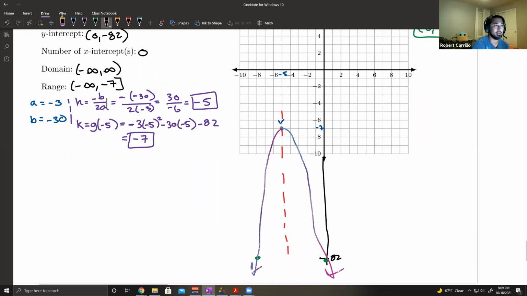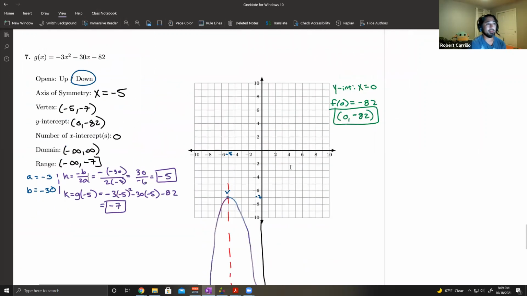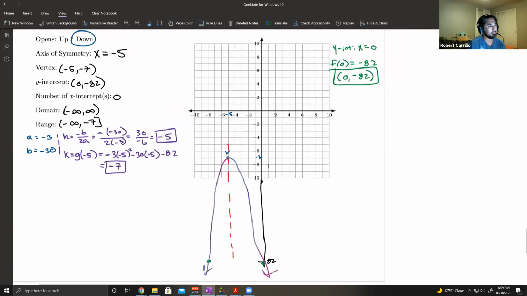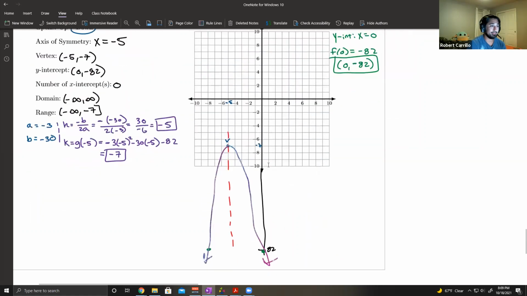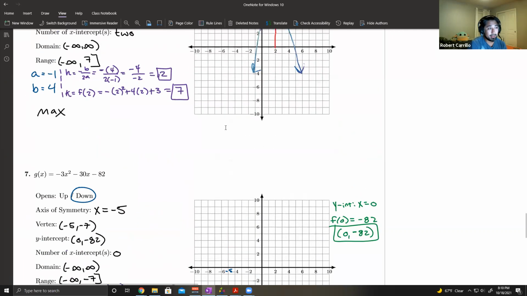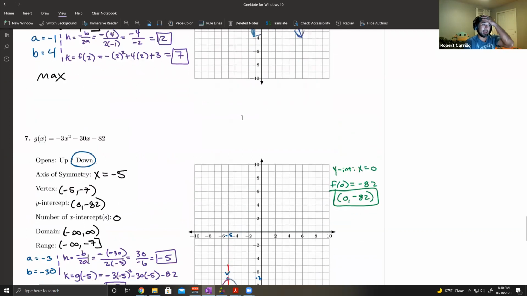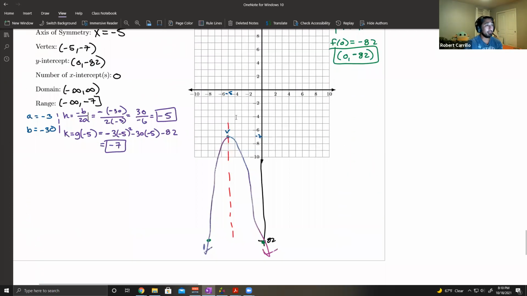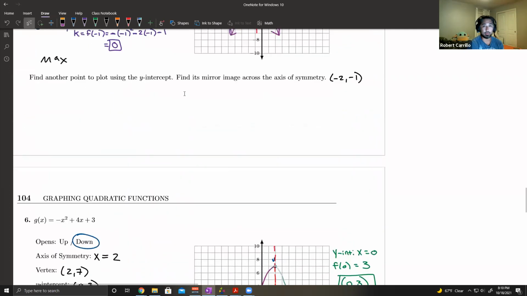All right. Not bad. Oh, look at that. That's it. Okay. So that was graphing quadratic functions. That was the characteristics about parabolas and quadratic functions. Oh, yeah. And this one would be a max. Cool. Okay. That finishes those notes.